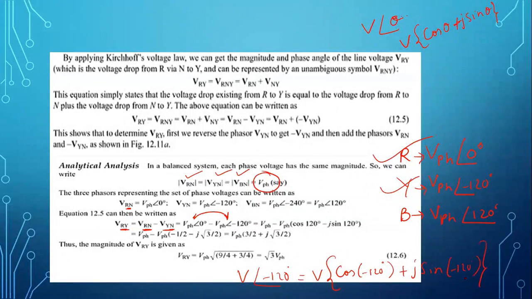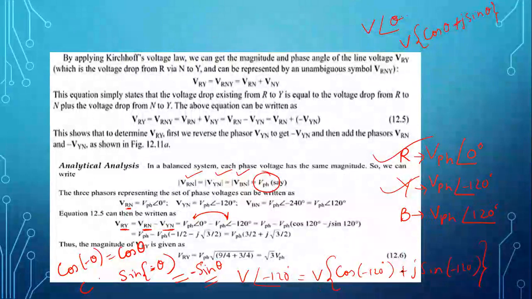Now cos of minus theta is always cos theta, and what is sine of minus theta? Anyone? What is sine of minus theta? Minus sin theta, correct? Yes, good. So it is minus theta, so we'll replace this value with minus j sin 120 degree, and the cosine will be the same, so that's why it is cos 120 minus j sin 120.